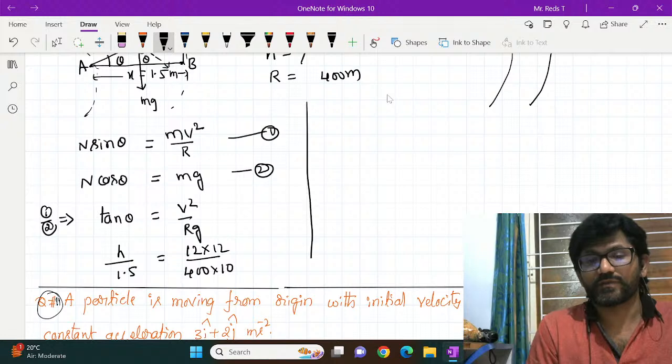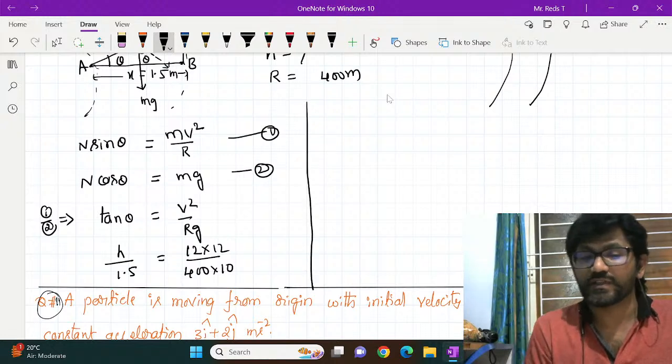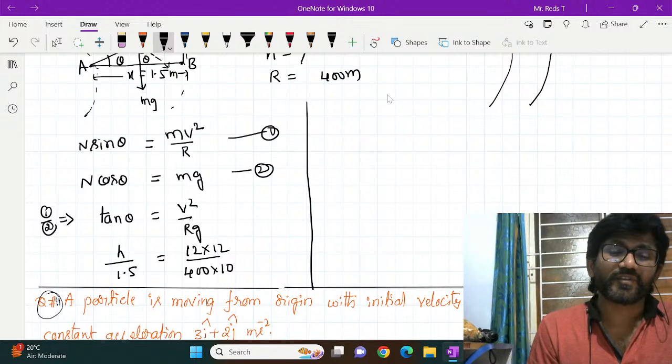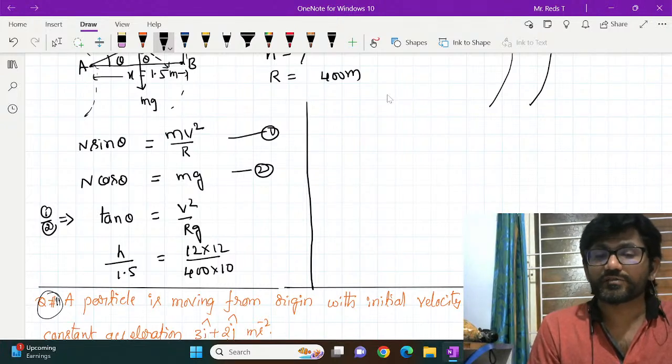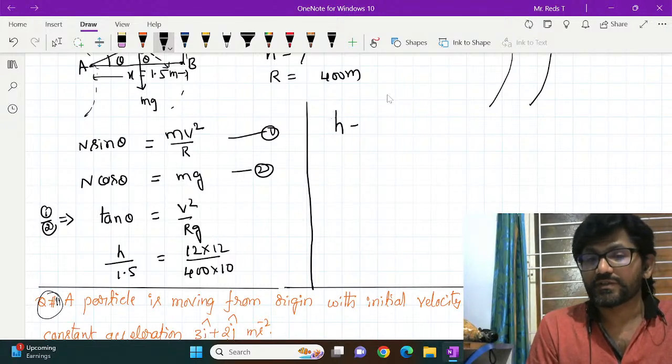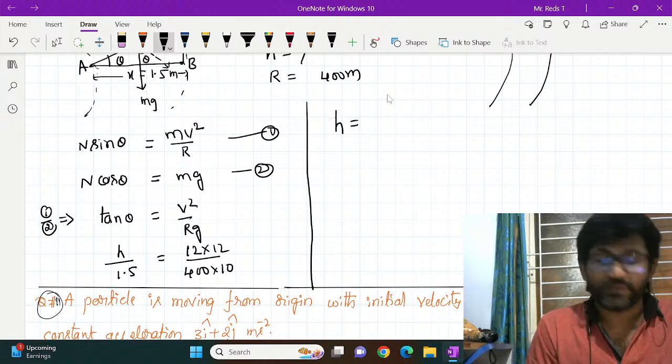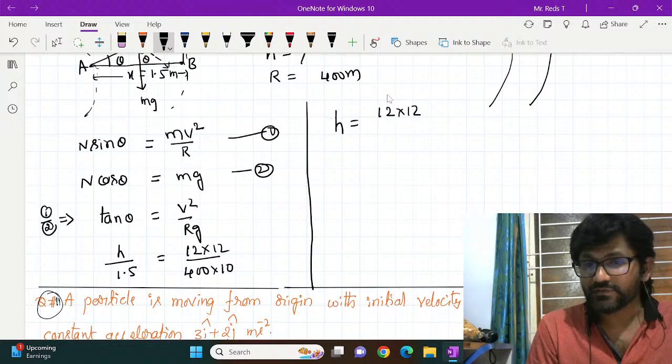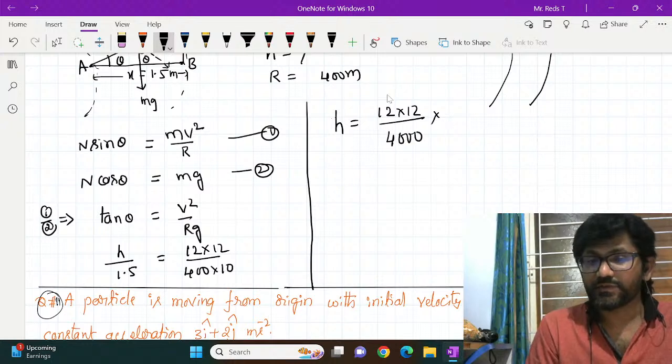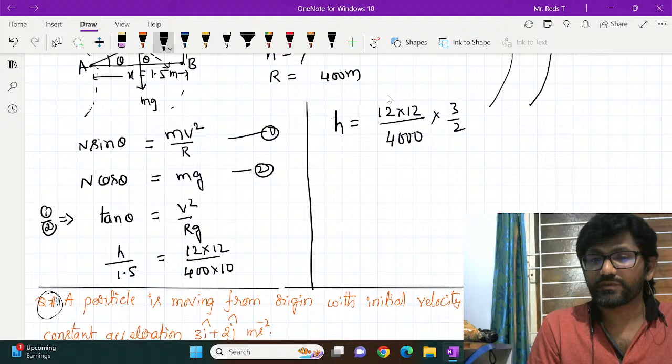Let's do the simplification part by itself and we do the calculations, guys. 1.5 can be written as 3 by 2 for calculation purposes. You can take h is equal to 12 into 12, which is 144, or you can take 12 into 12 and simplify further, divided by 4000, into 1.5, which is 3 by 2, so into 3 by 2.